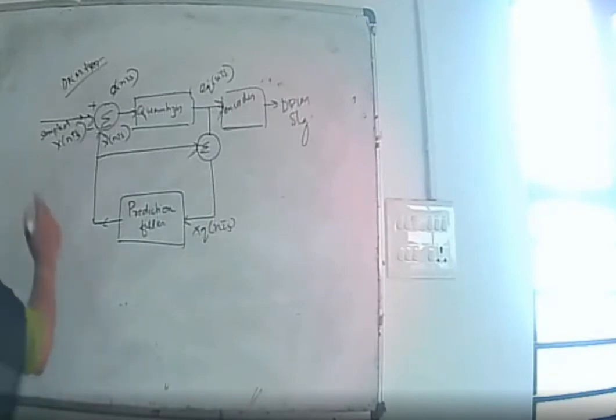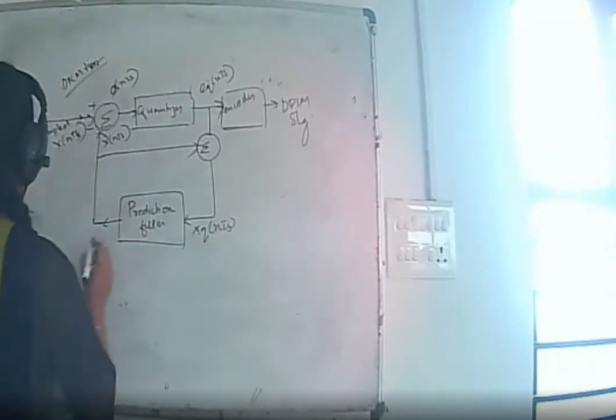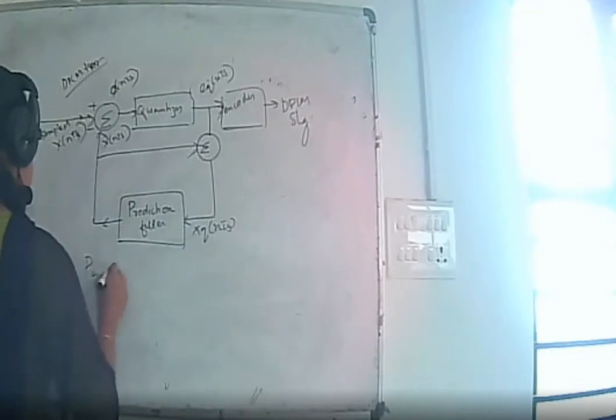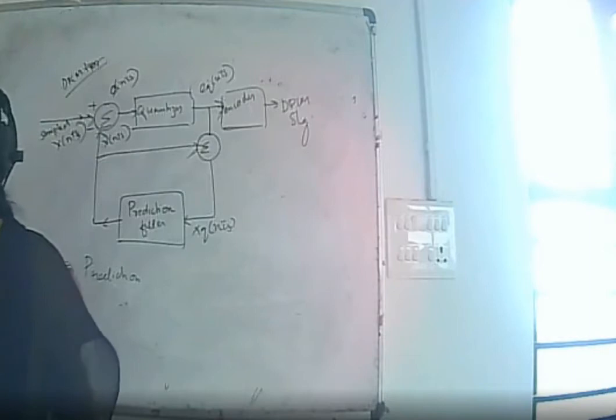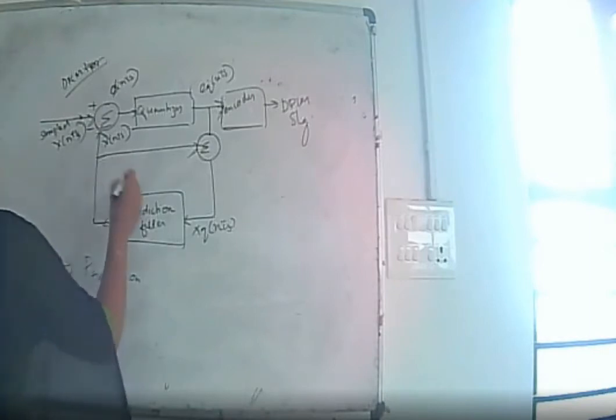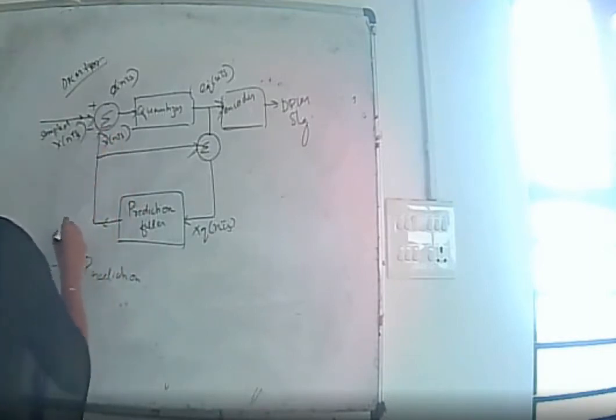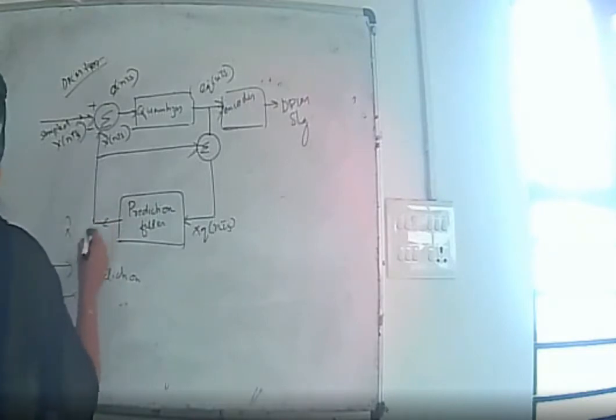The DPCM works on the principle of prediction. That is, the value of the present signal, that is the current signal, is predicted from the past sample.